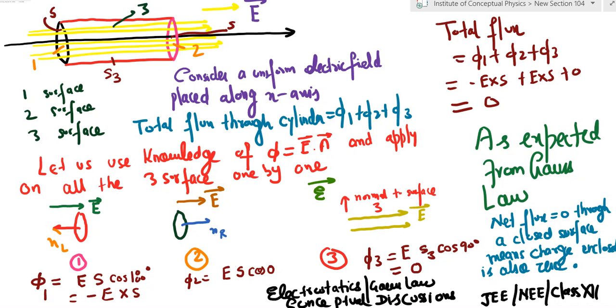All right, so let's continue discussing the flux through the cylinder. So we calculated individual fluxes, and if you add them, phi1 plus phi2 plus phi3, you can see on the right hand side, you get the net flux as 0. So you can see that this cylinder, which is a closed surface made up of three surfaces, the net flux through this surface, a closed surface, is 0.